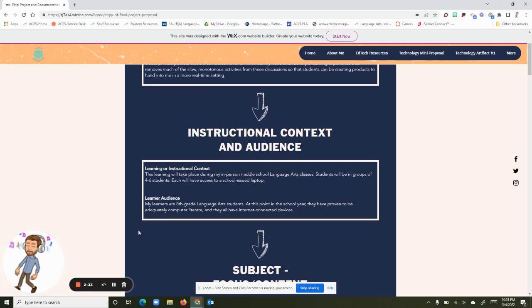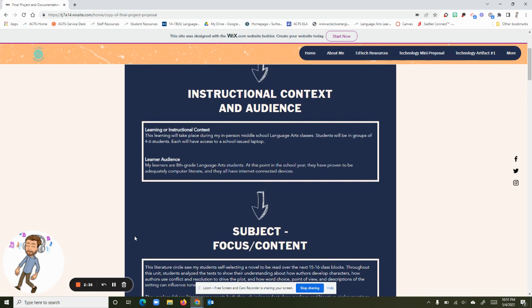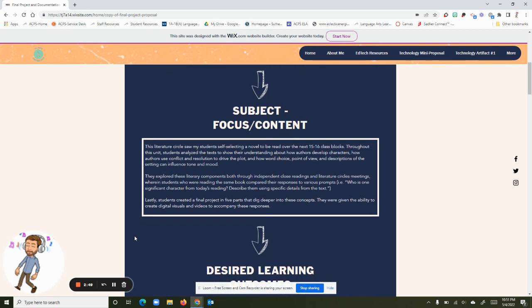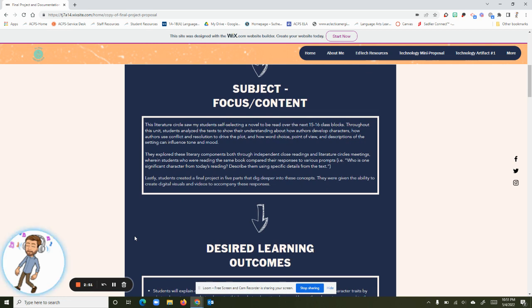When it comes to technology, all my kids are pretty well fluent in it. They all have school issued laptop devices and have proven to be pretty functional with Google as well. So I did use Google for this technology integration as well as a few other applications, which you'll see in just a moment.